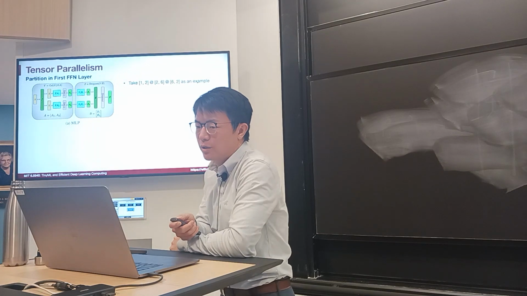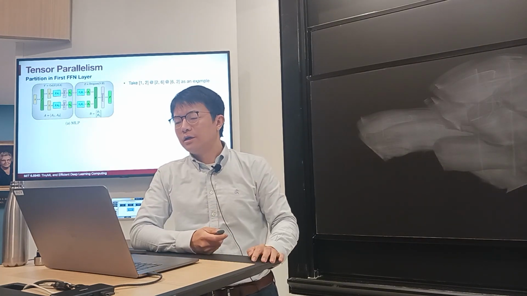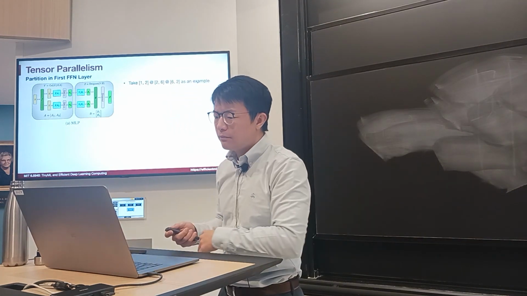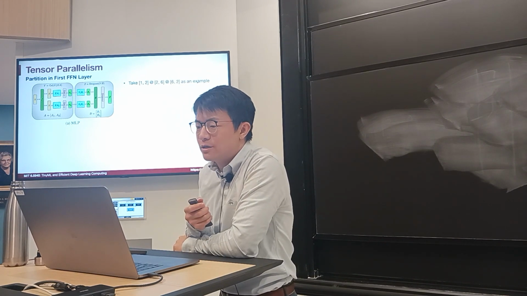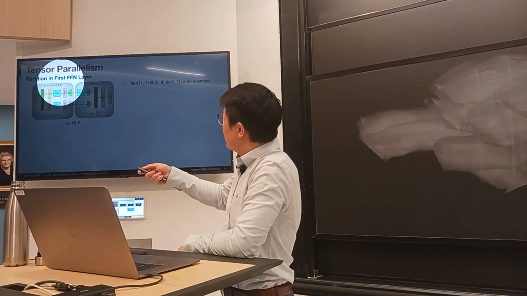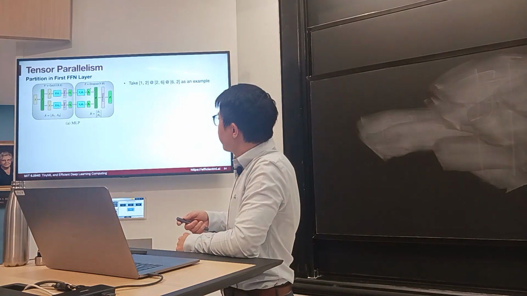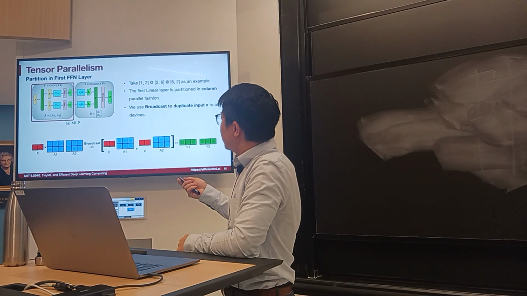Let's see how that works. First, for the FFN layer. We have 2 FFN layers in a large language model, one FFN layer and a second FFN layer. We'll just give an example.